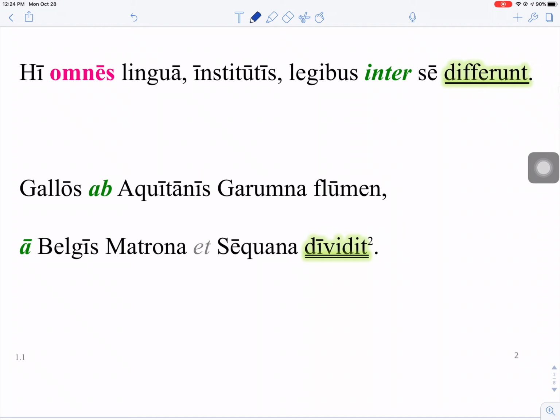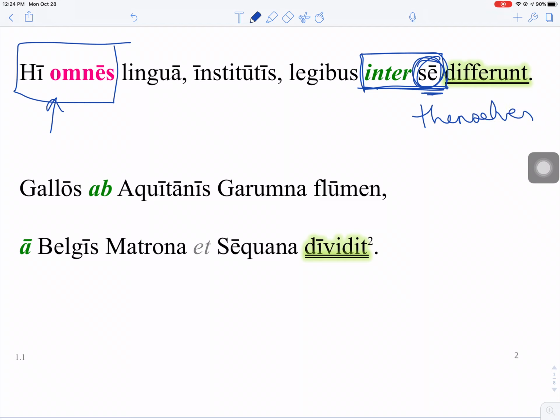One of the things that's really important to watch out for in Caesar are the pronouns, and especially the reflexive pronouns, unless we get into very cumbersome subordinate clauses. Anytime you see a se or a sibi, look back to the subject. So the se here is going to refer back to hi omnes, and so that's going to mean themselves. Hi means "these all," but it can be "they all."